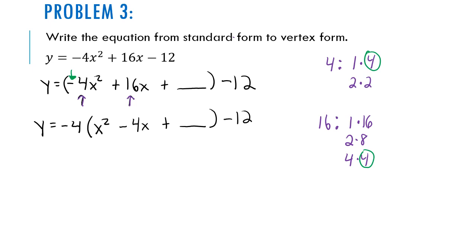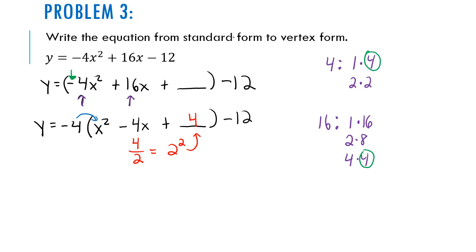So I'm going to do the same thing as I did last time. I'm going to take the middle number, which is 4. I'm going to divide it by 2, which I get 2. I'm going to square it, and that number goes in here. But keep in mind, I didn't really add 4. I added a different number. And once again, just remember how this works.